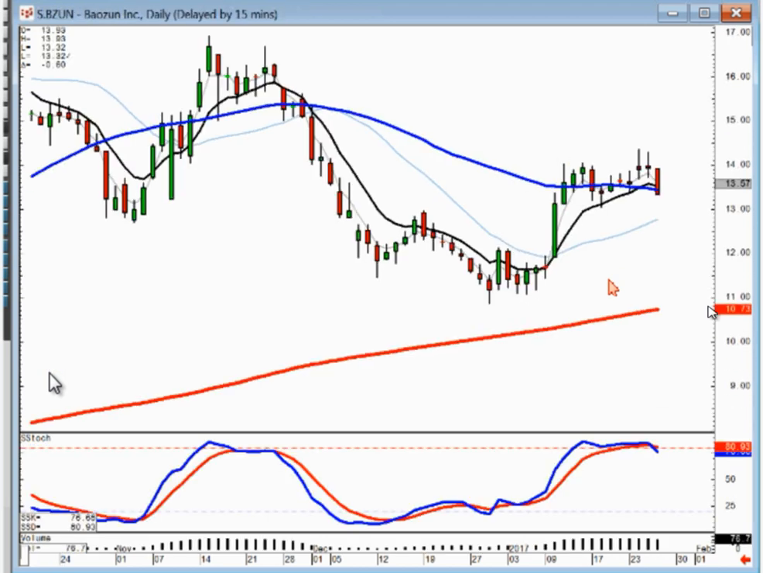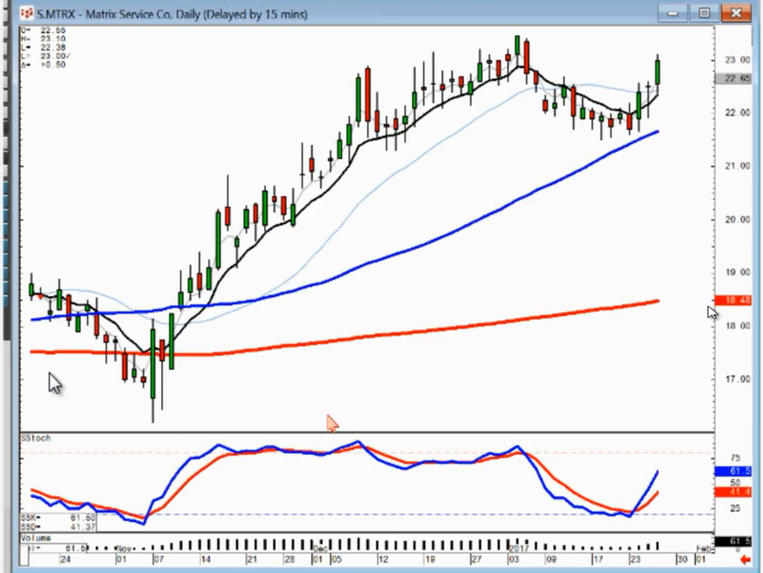And BZUN, this one needed to open positive and trade positive. You should have been out of this one today. If you didn't, it has to open positive and trade positive, but you can see you've lost your trajectory on this one. There's no buying force going on.